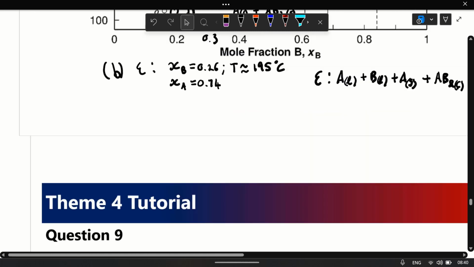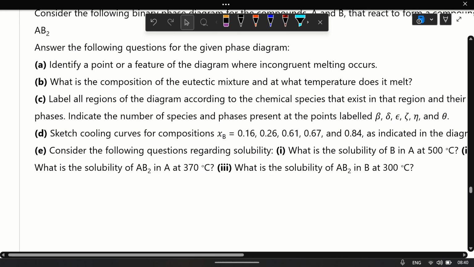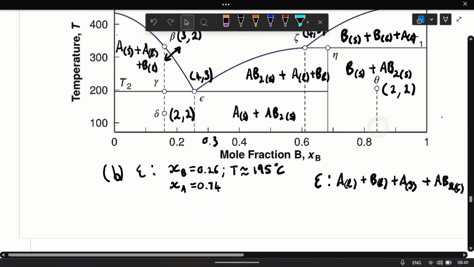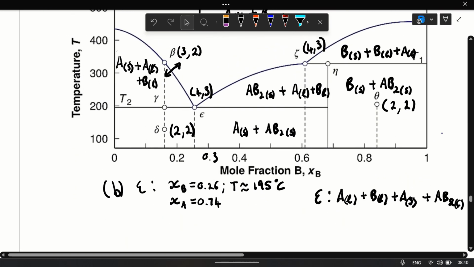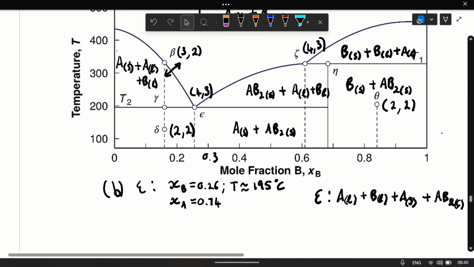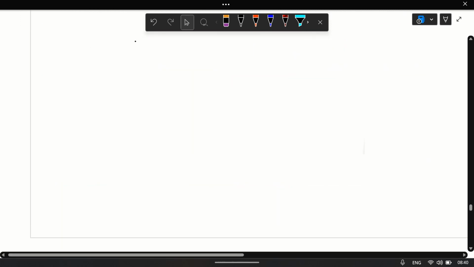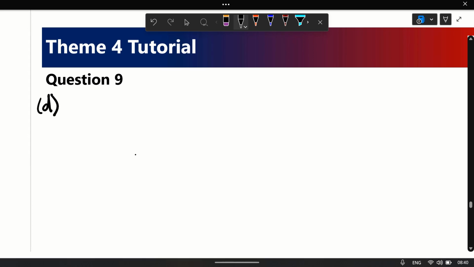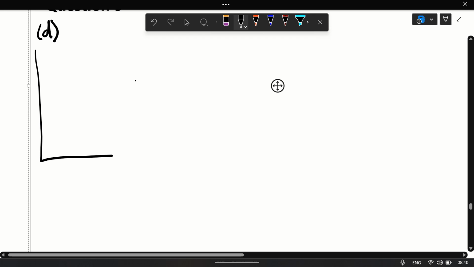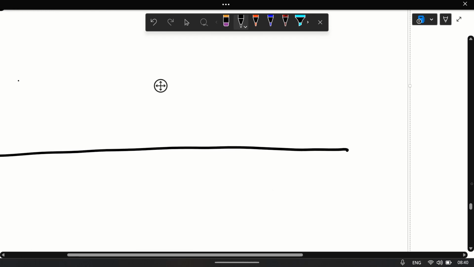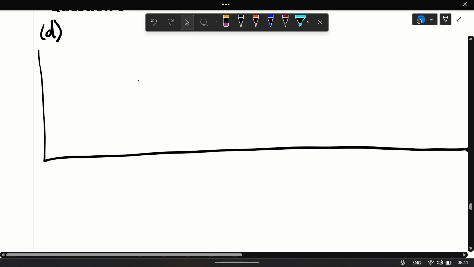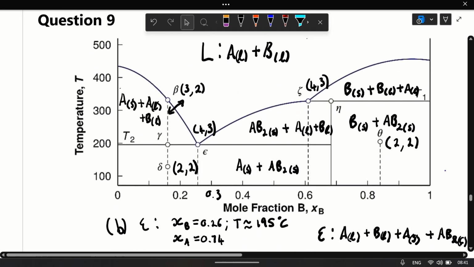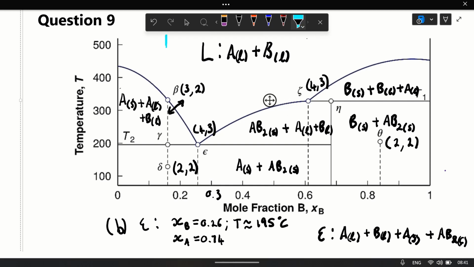Now, the next question asks, we need to sketch cooling curves for the compositions. So all the dotted lines, plus the one there at eta, we need to sketch. So I'm going to draw a little graph, and that was D, I think. Let's try and draw them all on the same graph.